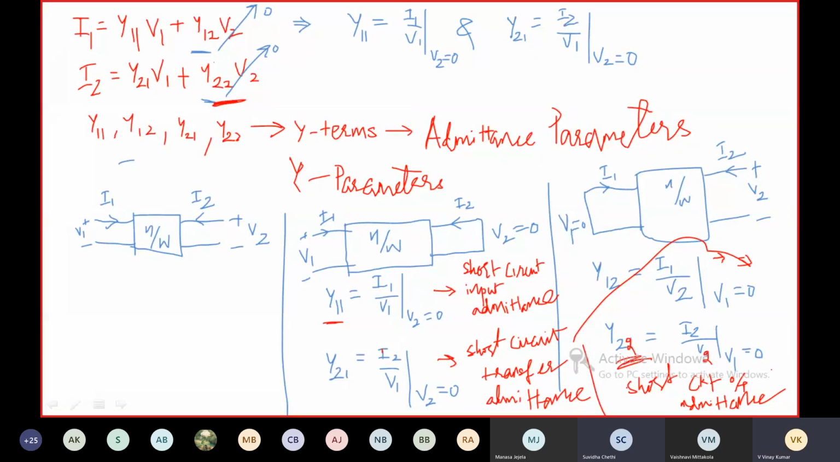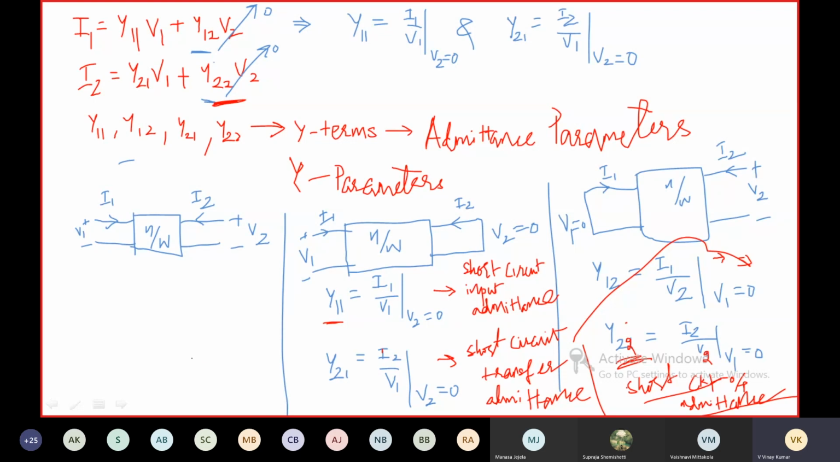Y22 is called short circuit output admittance because you are going to find admittance at the output port. You are going to find output admittance at the output port. That's why it is called short circuit output admittance. Okay.